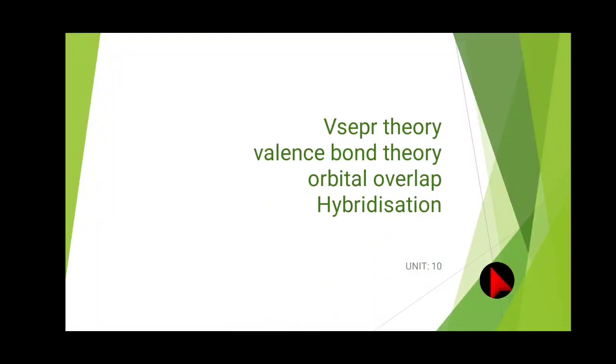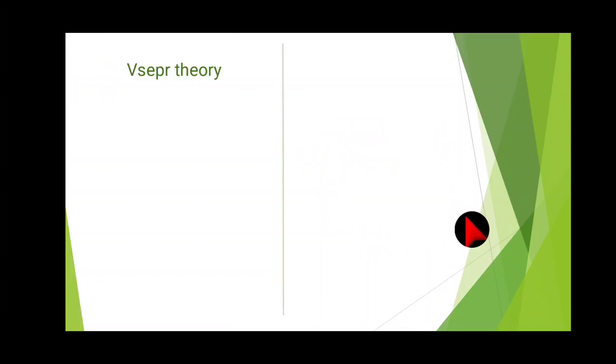So in this unit, let us discuss these topics: VSEPR theory, valence bond theory, orbital overlap, and hybridization. The first one is VSEPR theory. So why do you need this theory? VSEPR theory will be useful in predicting the shape of molecules.